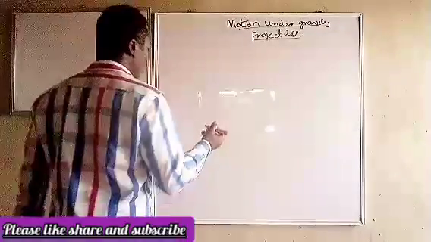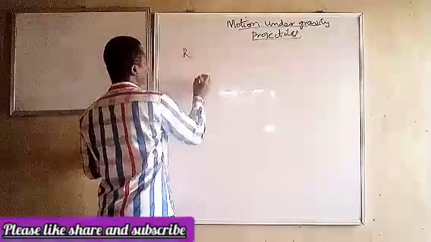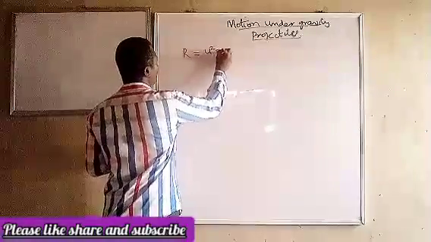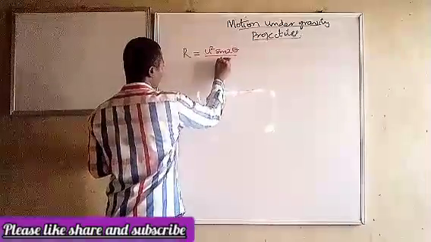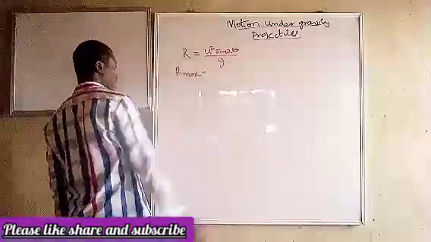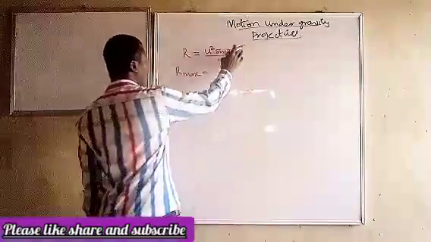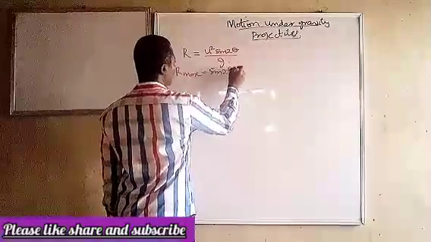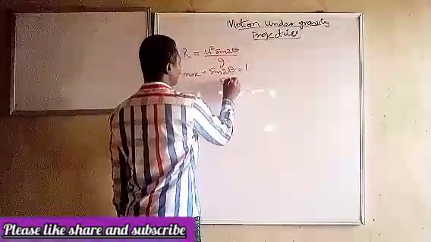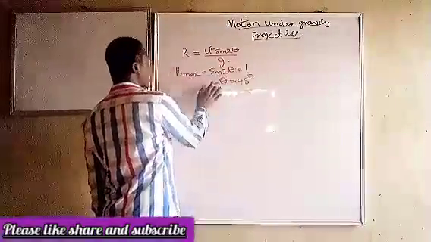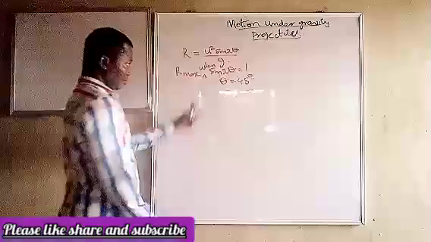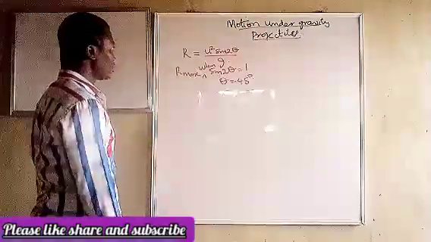Before I go on, I want to say something about R, the range. We said it is equal to u squared sine 2 theta over g. R max will occur, we used differentiation the other time to show that, when sine 2 theta is equal to 1, that's the maximum value you can find. So theta is equal to 45 degrees. That is when you can have R max, in this instance, when theta is equal to 45 degrees.